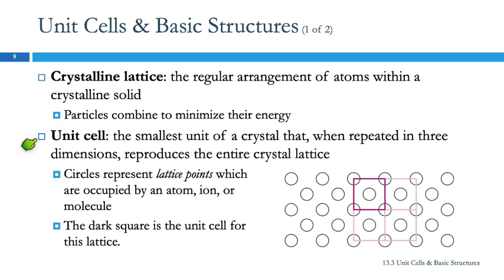A unit cell is the smallest piece of a crystal that if you repeat it in 3 dimensions, you'll get the whole crystal lattice. So for this example in 2 dimensions, if I take from the center of this circle over here, over here, over here, and I copy that over and over and over again, I'm going to get this same structure. Right? There's another one. There's another one. There's another one. Okay. Does that make sense?